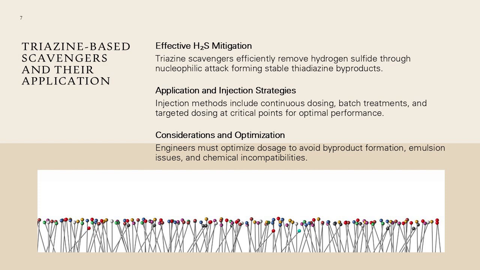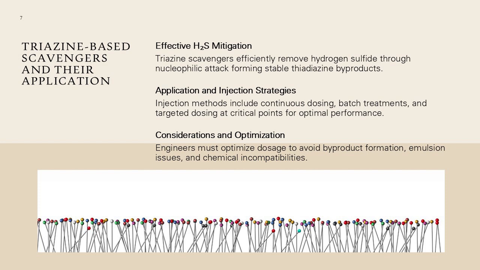Effective application of triazine requires understanding phase interactions, as most triazine scavengers are water-soluble and rely on contact with water-rich regions where H₂S preferentially dissolves. Injection strategies include continuous dosing for steady-state production, batch treatments for intermittent problems, and targeted injection at high-risk points such as low-flow areas or water accumulation zones.